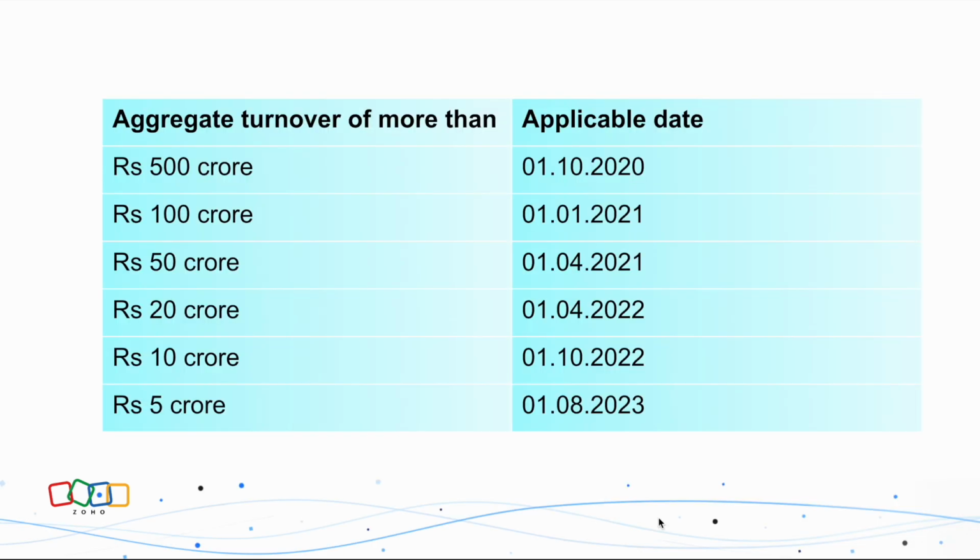Starting from 1st August 2023, the Government of India has mandated e-invoicing for the businesses and the corporations that have an annual aggregate turnover of 5 crores or more. So, if your turnover is more than 5 crores, then you would have to opt for e-invoicing.